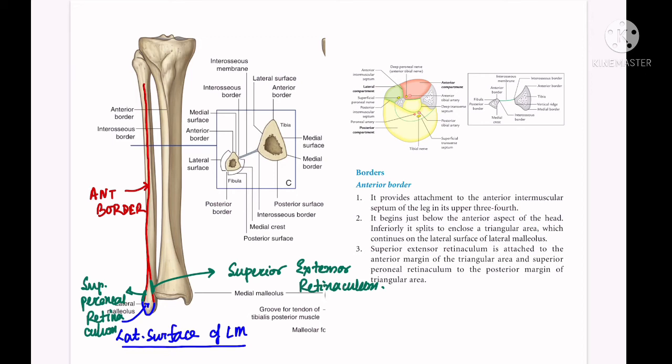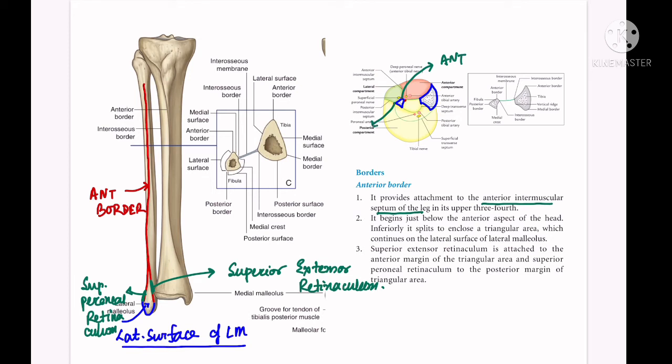The anterior border provides attachment to the anterior intermuscular septum of the leg. Now, in the cross section of the leg, we get to see the fibula like this, the tibia like this. The tibia presents the anterior and posterior borders as well as the medial or interosseous border. So here goes the anterior border in the cross section.